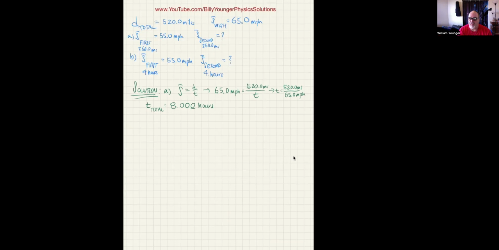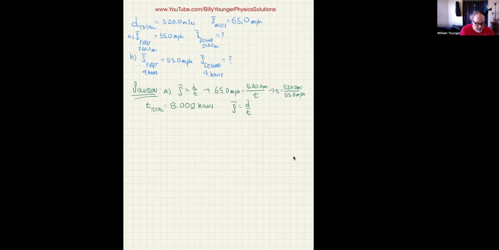So now what we need to do is figure out how much time we've used by averaging 55 miles per hour over the first 260 miles, and then realize that the only time we have left is 8 minus that many hours. So let's do that. We know again that the average speed is equal to distance divided by time. So far, I've been sort of plugging the numbers in the equation where they go and then solving for the numbers. A lot of times we actually prefer to solve the equation and then plug the numbers in. I think I'll do that this time.